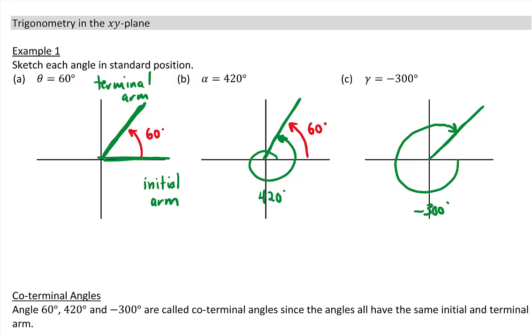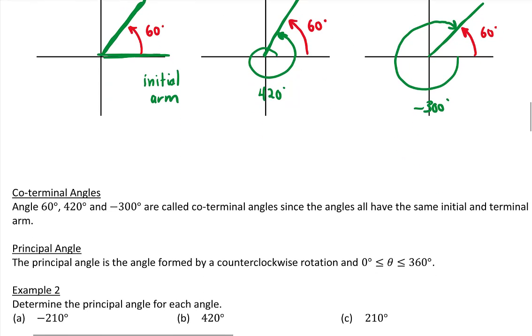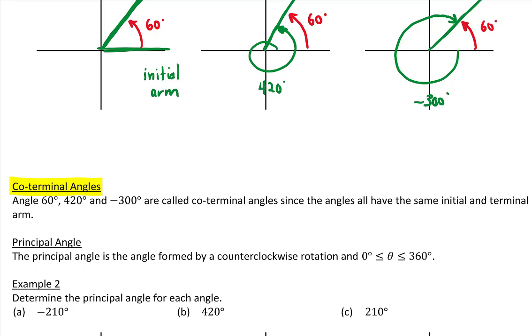And once again, notice that if we were to go counterclockwise, this would be 60 degrees. So all these terminal arms end up in the same location. And when that happens, we have what are called coterminal angles. Coterminal angles are angles that have the same initial and terminal arms.